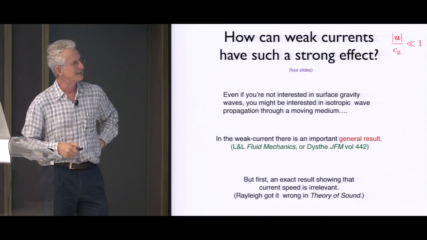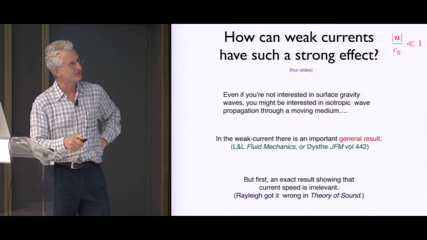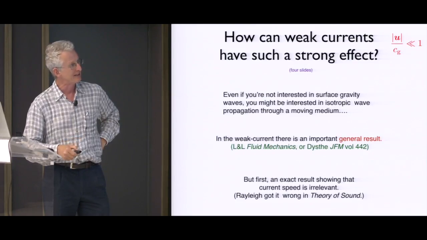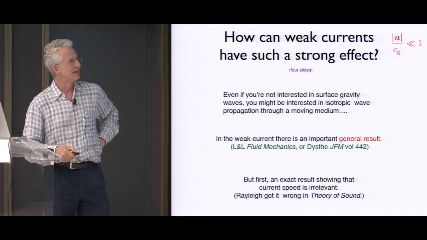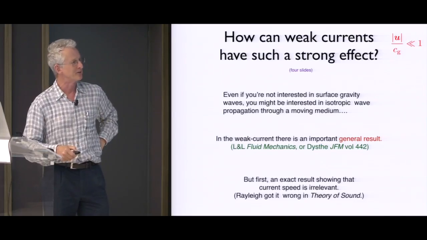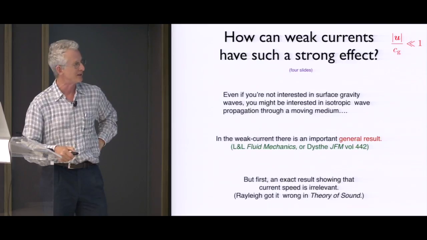There is a result which applies in the weak current limit. This is the weak current limit, where the velocity of the fluid is much less than the group velocity. And it's an important general result. It's in Landau and Lifshitz Fluid Mechanics in the chapter on acoustics, and it's been independently discovered and published by several people, so it's in JFM.